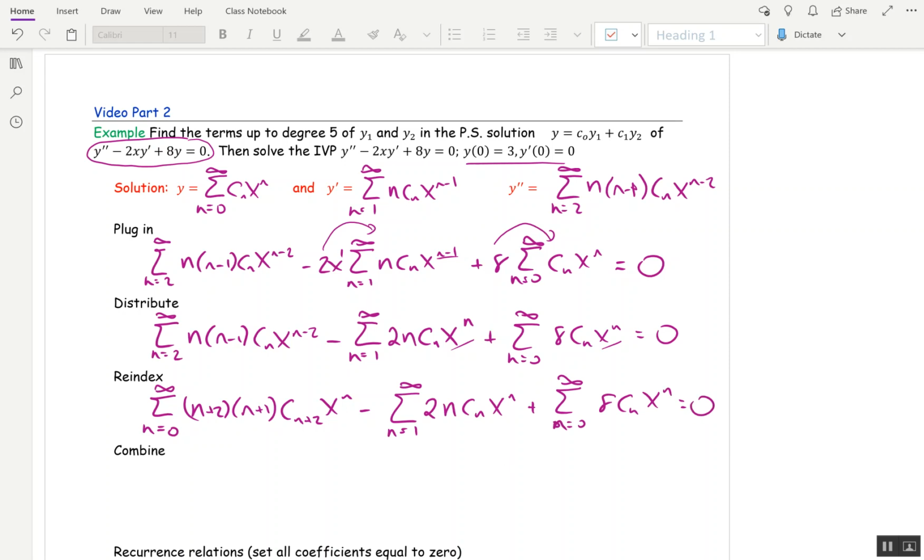Combine. So I want to write this as a single power series. I need to start them all at 1, because that's the highest value of n where we're starting. So that means I need to cull off the 0 term from the first and the third power series. So that gives me 2c2 from the first one, and then 8c0 from the last one.